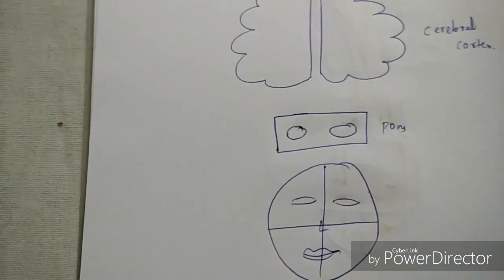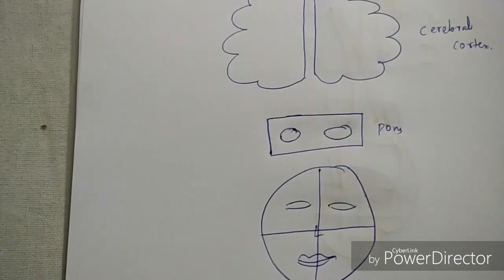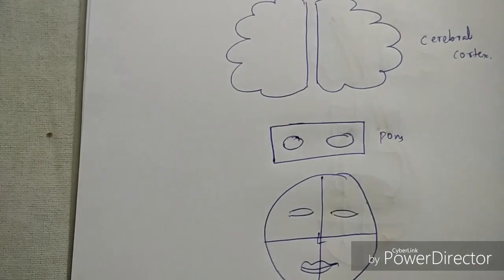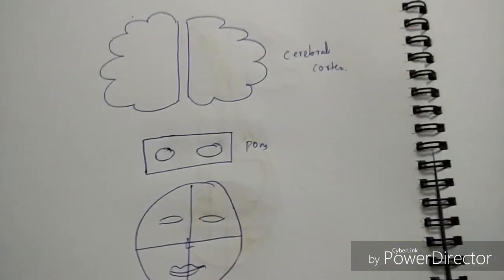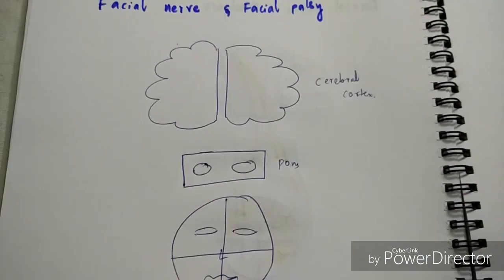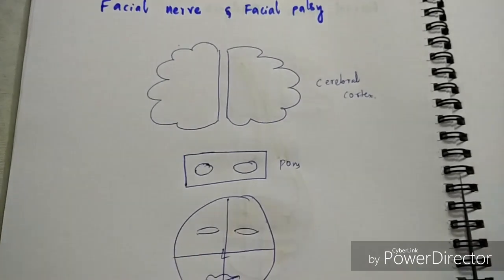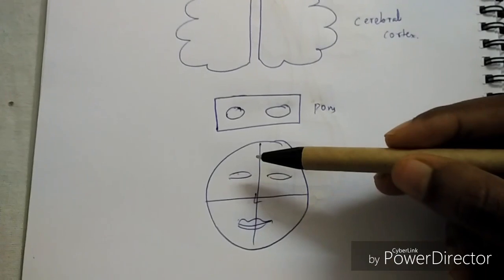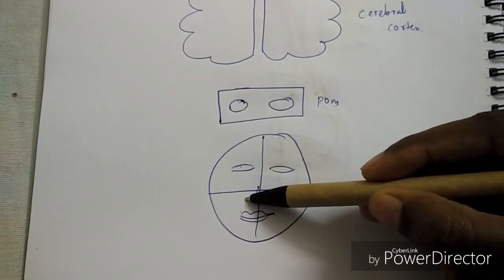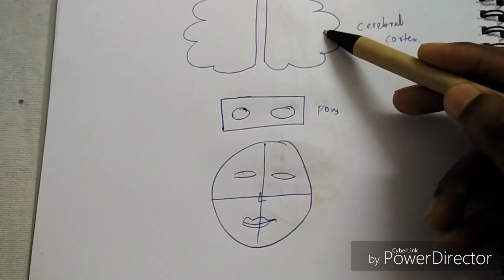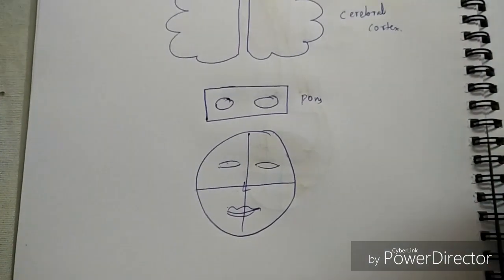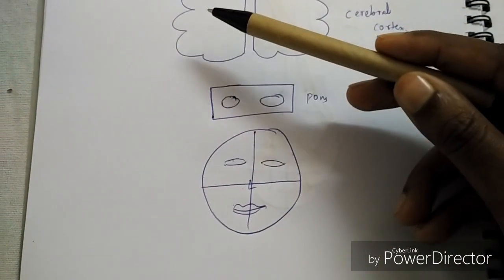Now, as you already know, our body is crazy and everything is crossed. Not exactly everything, but nerves usually cross from one side to the opposite side to supply the nerve. So if we take this half of the face, it gets the nerve supply from this cerebral cortex, and this half of the face gets its nerve supply from this cortex.